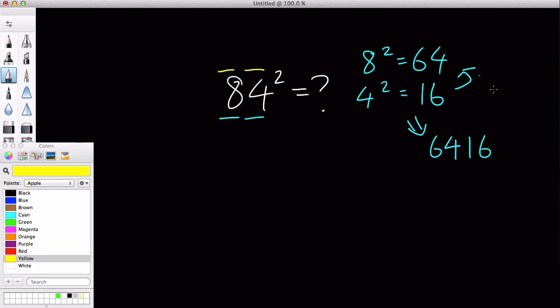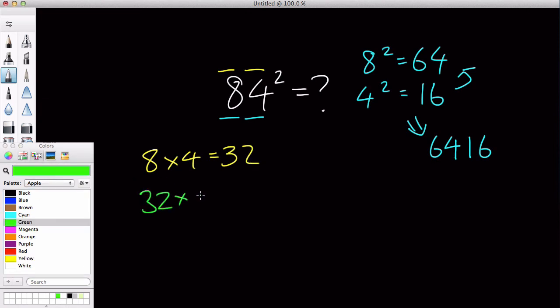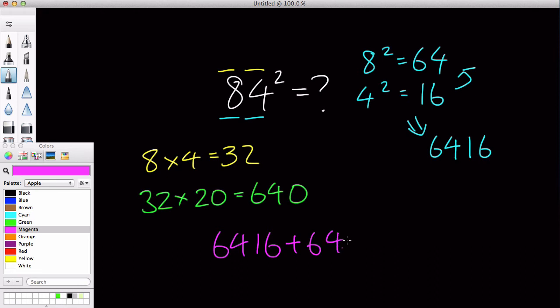Now the next thing we're going to do is look at these numbers again and say 8 times 4 equals 32. Next we do 32 times technically 20, just times 2 by 10, so that equals 64 and a 0. The last thing we're going to do is add 6,416 plus 640, which comes from here and here.